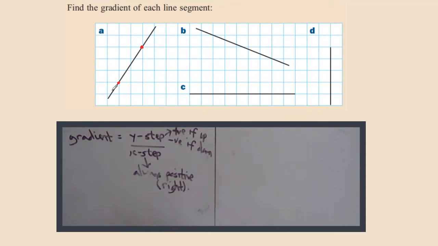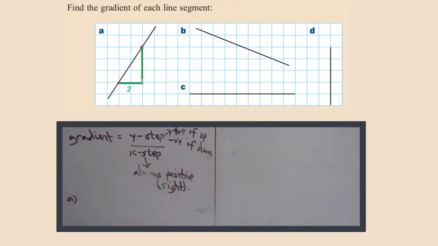So if we take line A, I'm going to pick those 2 points. We've already picked the 2 points, and I need to decide between those 2 points, what is the y step, what is the x step. So if we just draw some little lines, this is the horizontal step, and this is the vertical step. So that's gone 2 places to the right. So you could say you've got an x step of 2, and remember x is always positive.